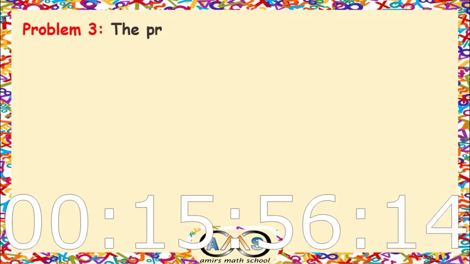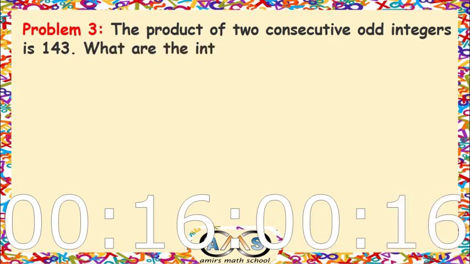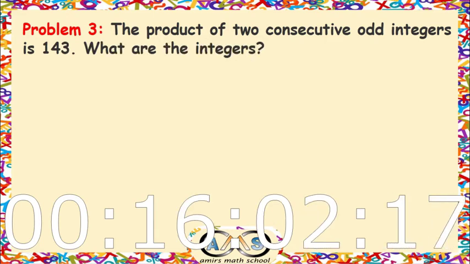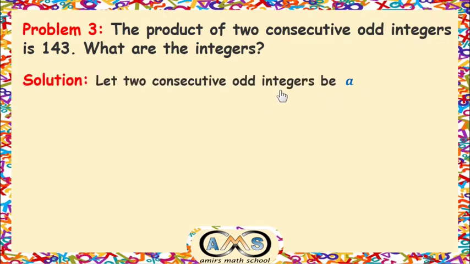Next, problem number 3. The product of two consecutive odd integers is 143. What are the integers? Here, this 143 is the product of two consecutive odd integers. So, the solution is: let two consecutive odd integers be a and a plus 2.